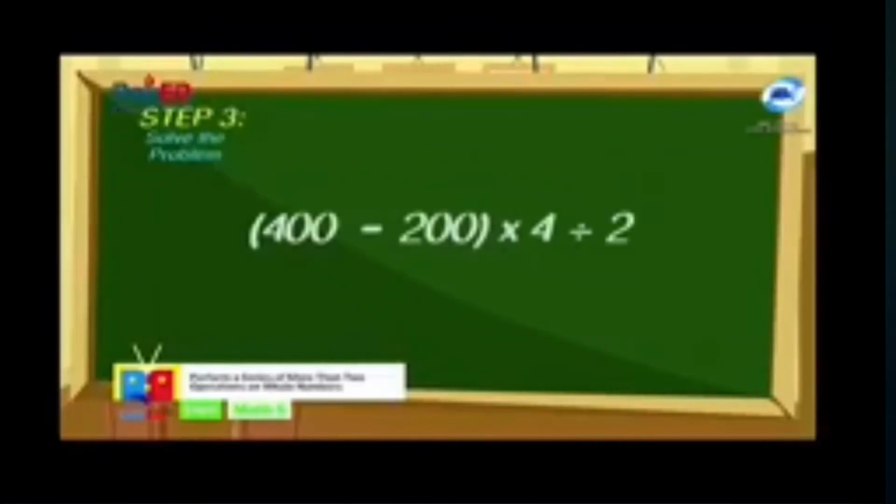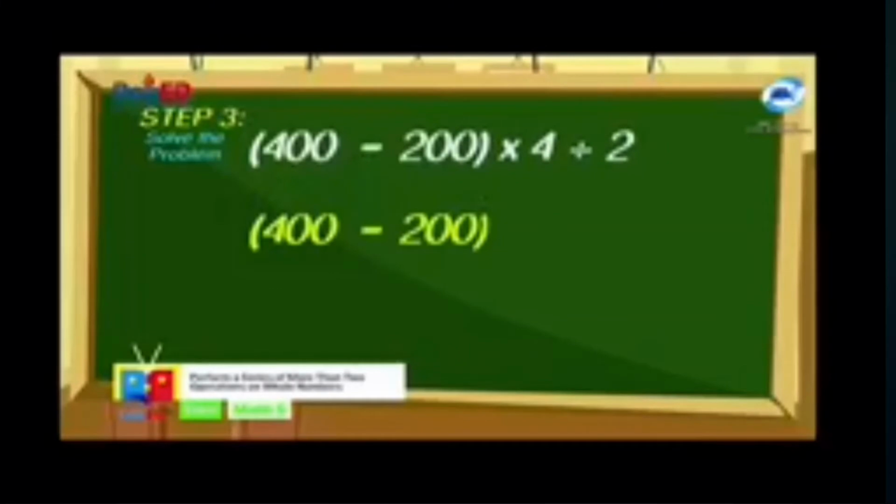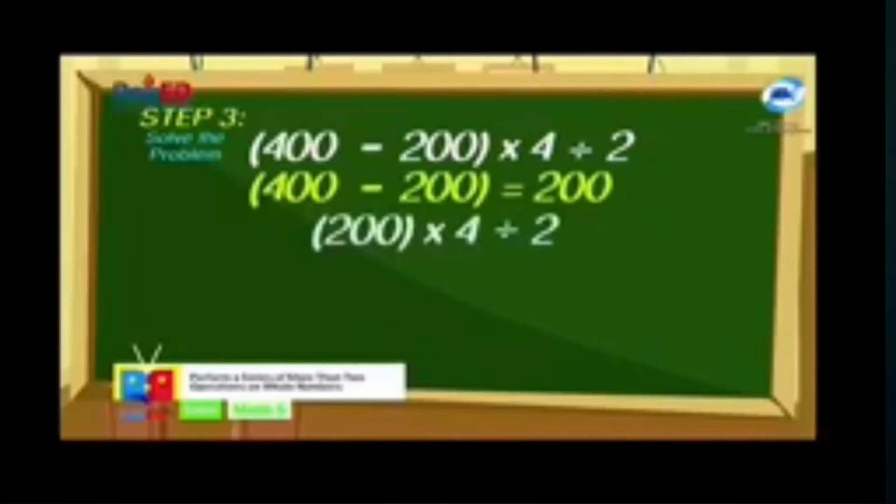For the third step, we need to solve. Let's begin with the numbers inside the parentheses. Open parenthesis, 400 minus 200, close parenthesis, equals 200. We now have 200 times 4 divided by 2. Let's multiply 200 and 4 to get their product. 200 times 4 equals 800.